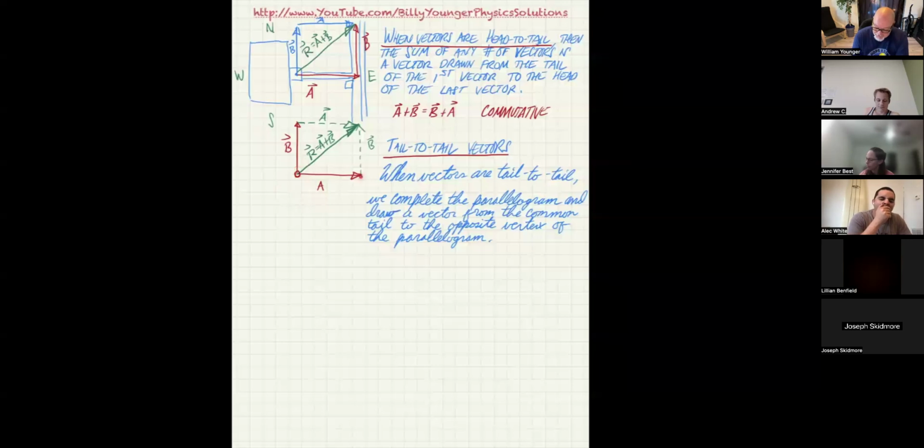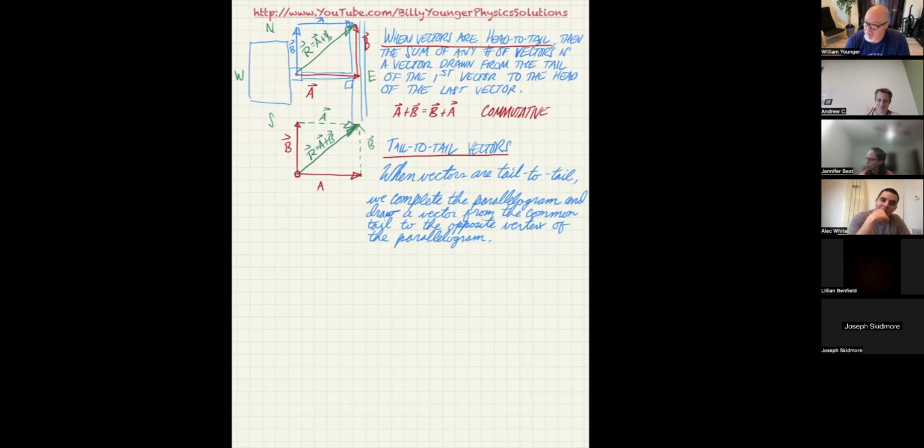Notice this one's actually touching one of the vectors, so that can't be opposite. This one's touching one of the vectors, so that can't be opposite. So it's got to be this guy that's the opposite. So I draw it from the common tail to the diametrically opposed vertex, and that's the sum. So that's how you add vectors graphically.